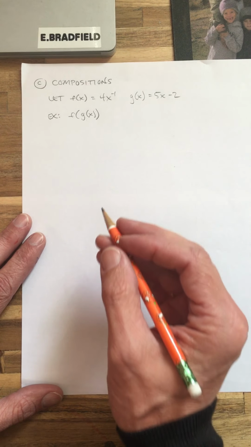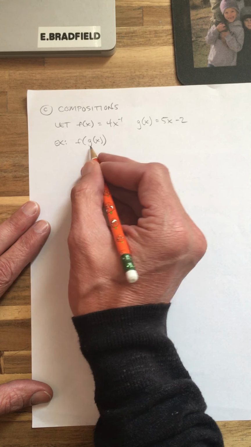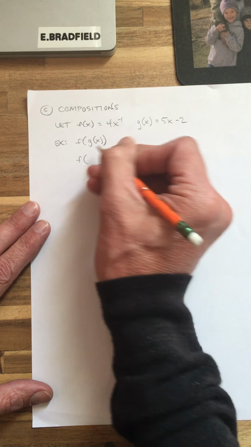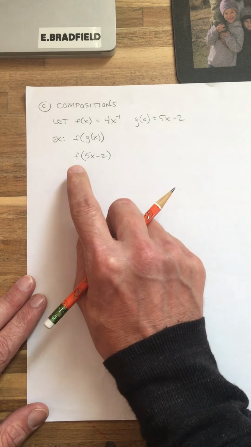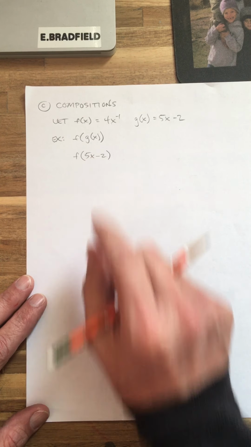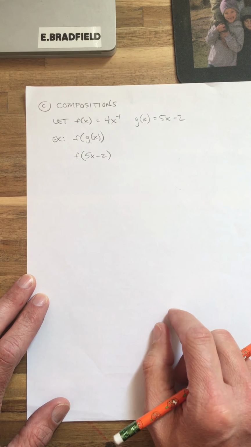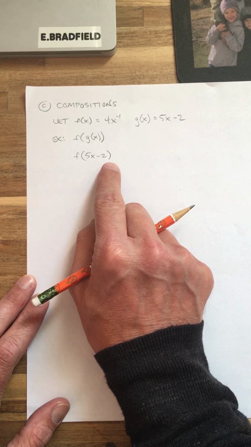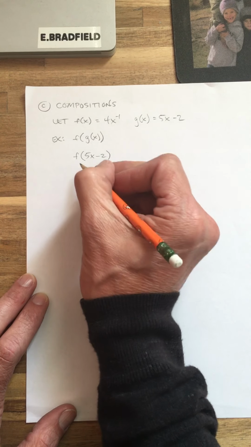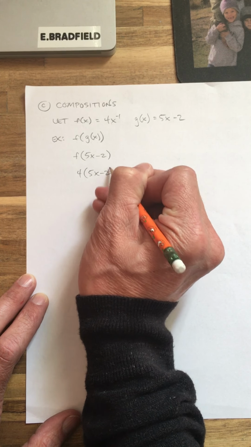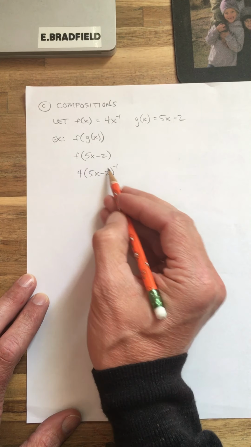All right, so let's go ahead and compose this. So this is how you start off. It's f of this, so we're just going to replace this. So f of 5x minus 2. Now we want to know what f of 5x minus 2 is. Well, remember, f of x is 4 times x to the negative 1. So if it's f of 5x minus 2, it's going to be 4 times 5x minus 2 to the negative 1. So whatever you have here, that's essentially your x. You just replace x with whatever you have.